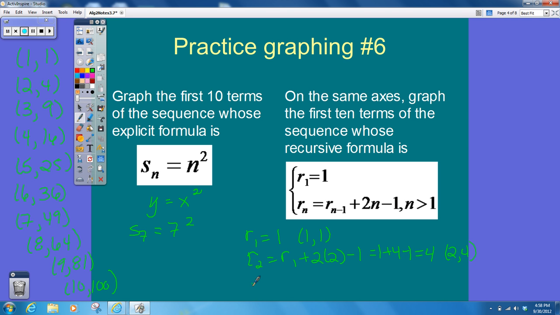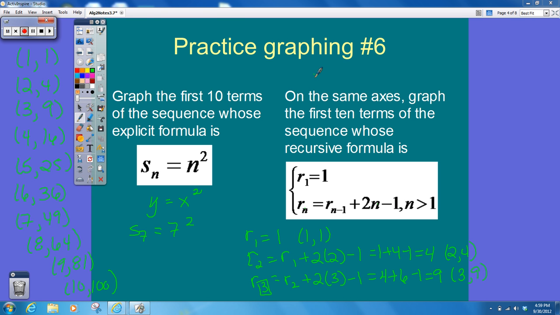Okay, let's use this formula again. r sub 3 is r sub 3 minus 1, which is r sub 2, plus 2 times n. What was our n? 3. So 2 times 3 is 6. Minus 1. What is r sub 2? r sub 2 was 4. Plus 2 times 3 is 6. Minus 1. 10 minus 1 is 9. The third term is 9.